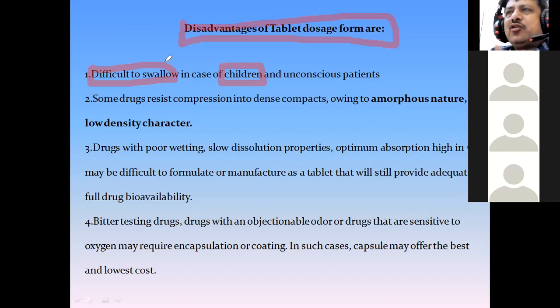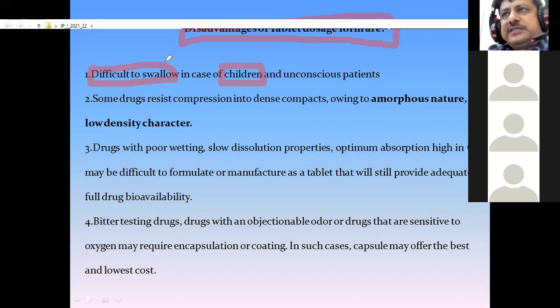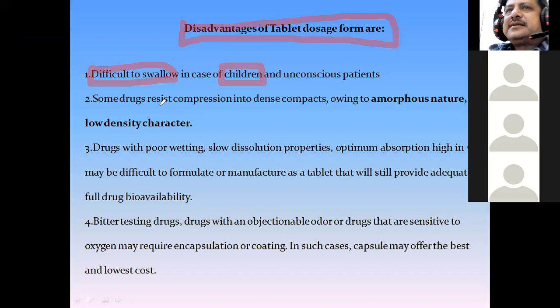So to an unconscious patient you can't give anything because he's not conscious, so it is not possible for him to swallow the dosage form, that is the tablet dosage form. So it becomes very difficult, especially for the unconscious patient. Okay, then some drugs resist compression into a dense compact. So some of the drugs have intrinsic properties in such a way that even though you go for the compression, they will not lead to the formation of a compact.